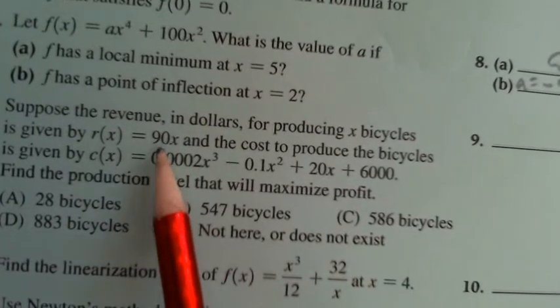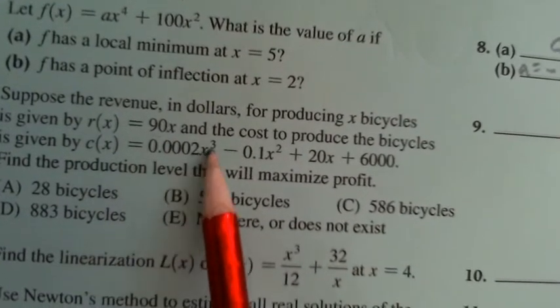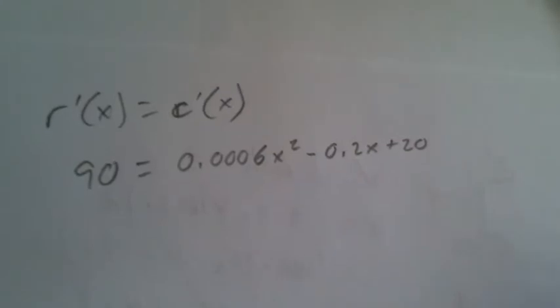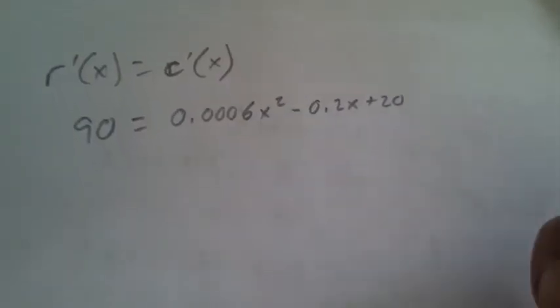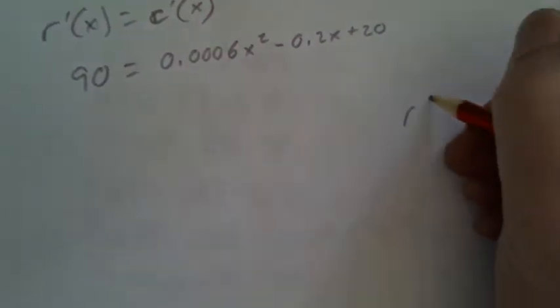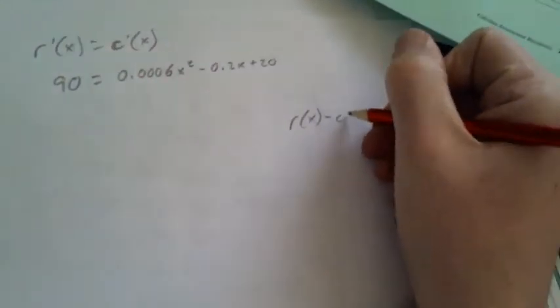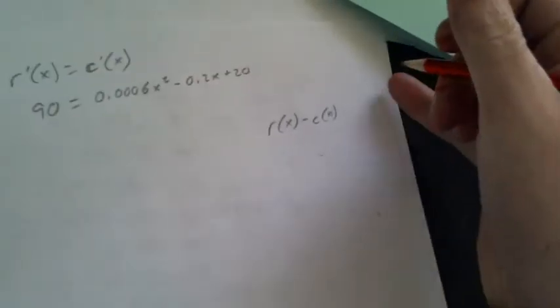Okay, so we took the derivative of both. The derivative of 90x was 90. The derivative of this was 3 times that to square it, and 2 times that into the first, and plus that. So here we have marginal revenue equals marginal cost, which makes sense because you want the function of revenue minus cost to maximize.